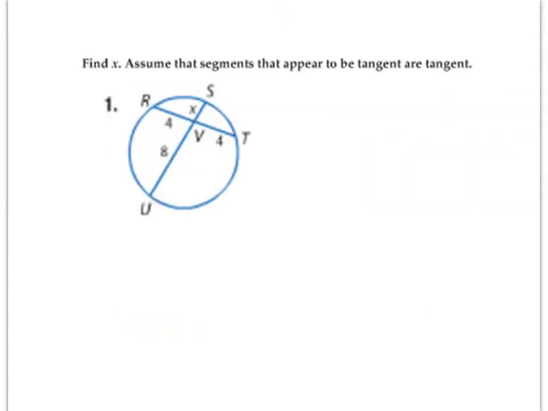Okay, you guys try this one. Find X. X is right here. We've got the chord power theorem, so go ahead and solve for X. Okay, we got 8 times X is equal to 4 times 4. So 8X is equal to 16. Divide by 8 on both sides. X equals 2. How did you do?